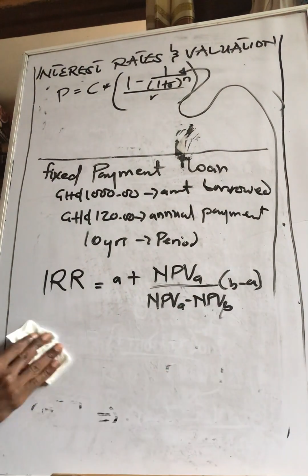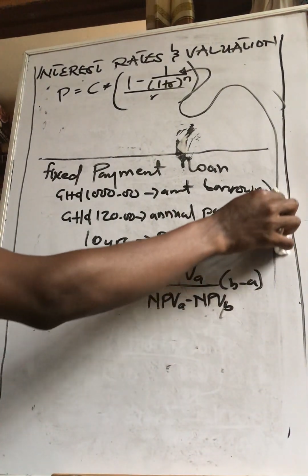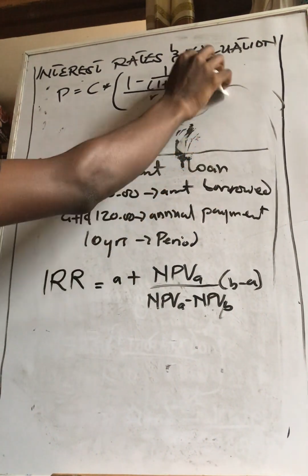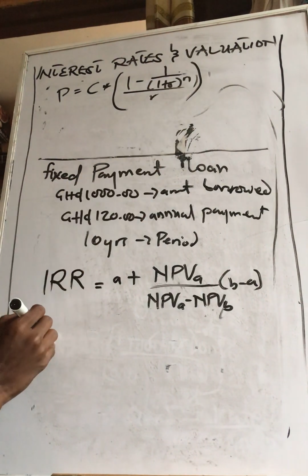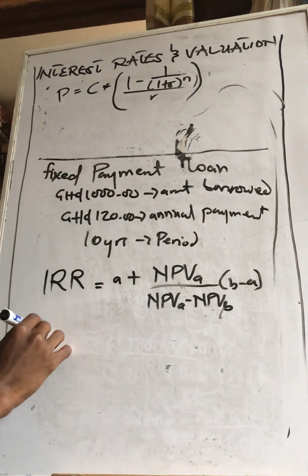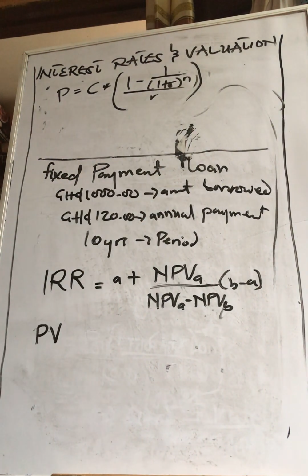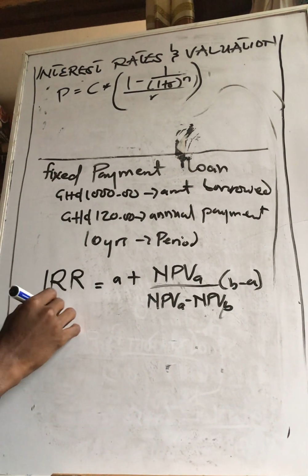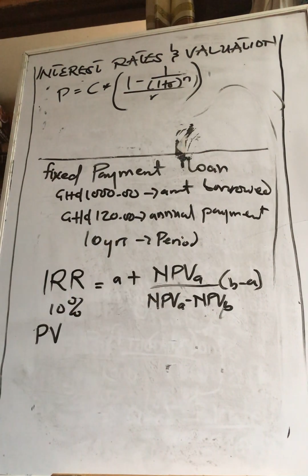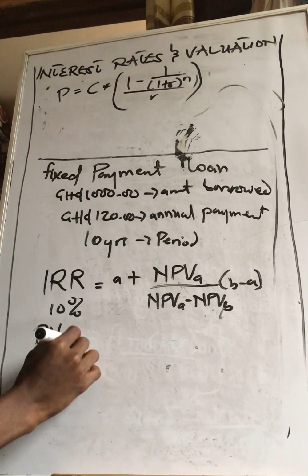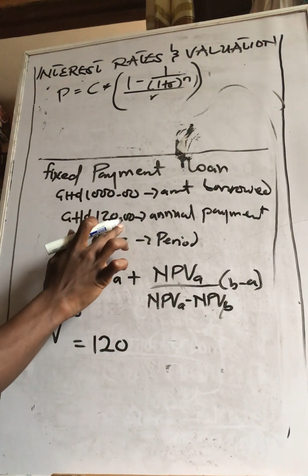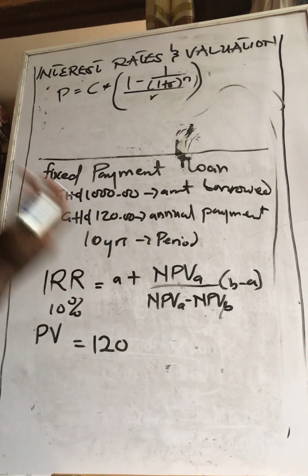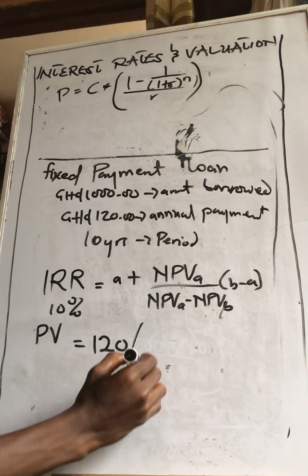So I'm going to solve the question with the values that we were given. So I have my PV. I want to test which percentage will give us a positive NPV. So we want to test R being 10%. The cash flow is 120. You are paying 120 Ghana cedis annually for 10 years. So I have 120 out.